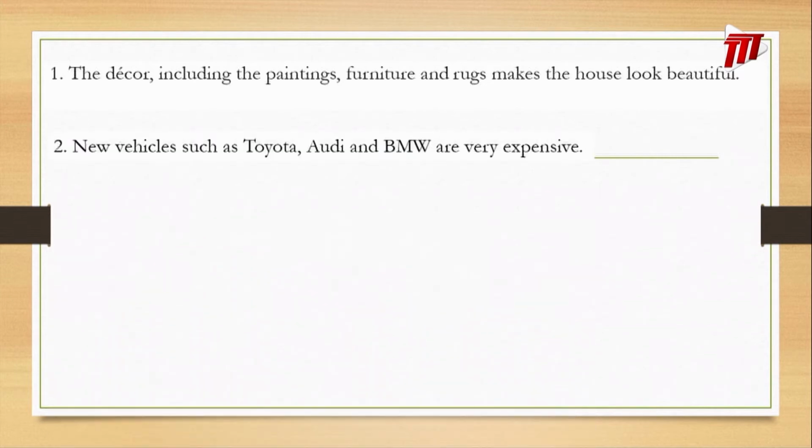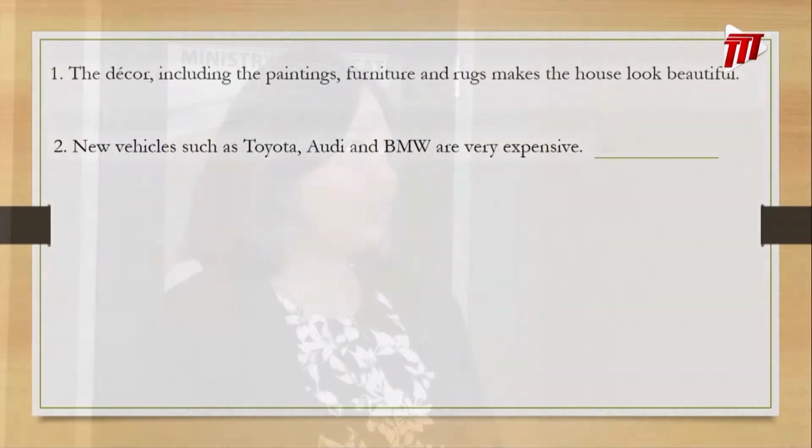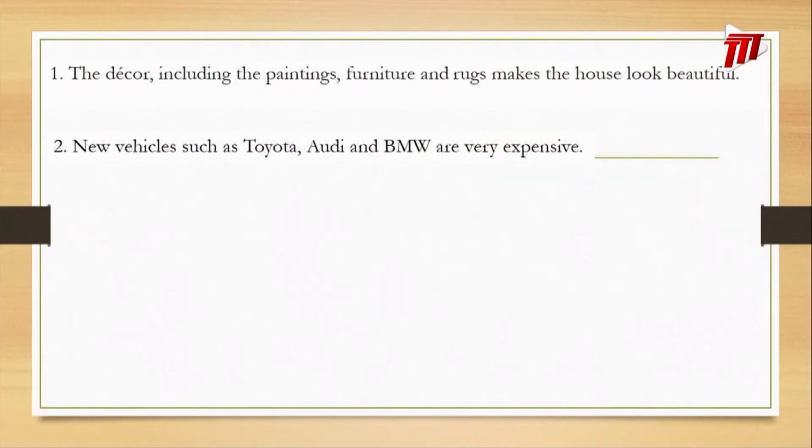New vehicles such as Toyota, Audi, and BMW are very expensive. The signal word here, do you see it? Yes, such as. So vehicles such as Toyota, Audi, and BMW are very expensive. So we can interpret here that Toyota, Audi, and BMW are different types of, yes, you have it right, vehicles.